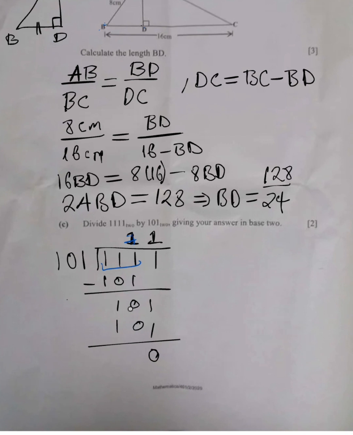Now, 101 into 10, we say it can't. That is impossible, right? So I bring down a 1. So 101 into 101 is 1, multiplied by 101 is 101. Take the difference, the remainder is 0. So therefore, that divided by that is 11, remainder 0. So this is already in base 2.